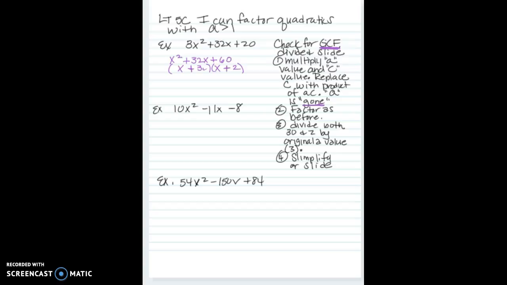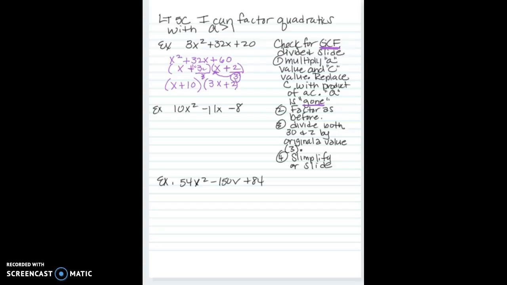So I divide both the 30 and the 2 by the original A value. So the original A was 3. So I'm going to divide 30 by 3, and I'm going to divide 2 by 3. Now when I do this division, 30 does divide by 3, and that's 10. So that simplifies to 10. So this first factor is the quantity of x plus 10. However, 2 is not evenly divisible by 3. So the 3 is going to slide in front of its x. So my second factor is 3x plus 2.